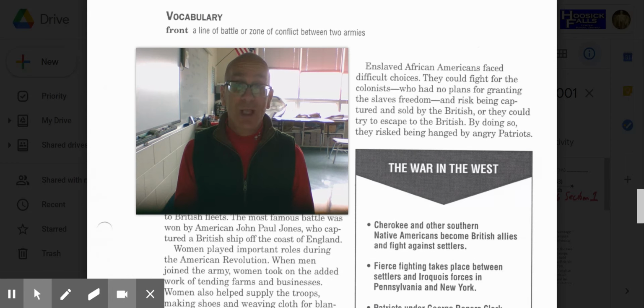If a slave is escaping and trying to connect with the British Army, and they are caught by a Continental soldier or maybe even a colonist who's not a soldier, if they're caught trying to escape to fight for the British, that might easily result in that slave being apprehended and hanged for siding, or attempting to side, with the British.